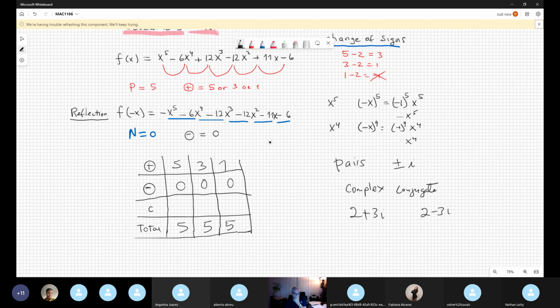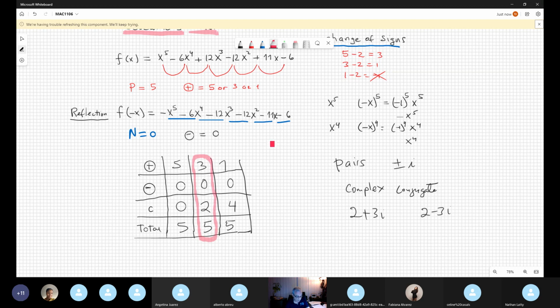And so in this case, we have no complex because 5 plus 0 is 5. Or we have 2 complex because 3 plus 0 plus 2 is 5. Or we have 4 complex because 1, 0, and 4. I want to continue this problem, and I will discover, but not now, which combination is the right one. I want to practice a little bit more the Descartes rule.